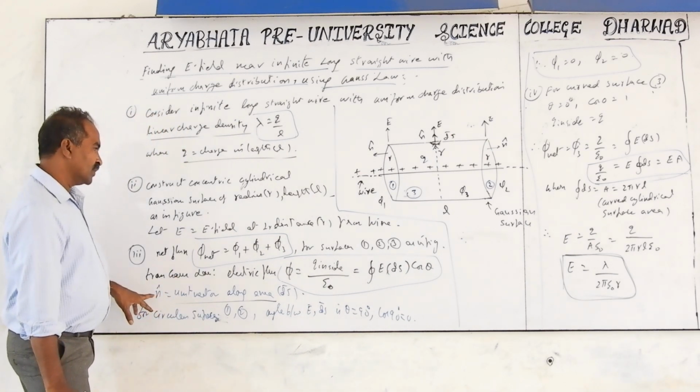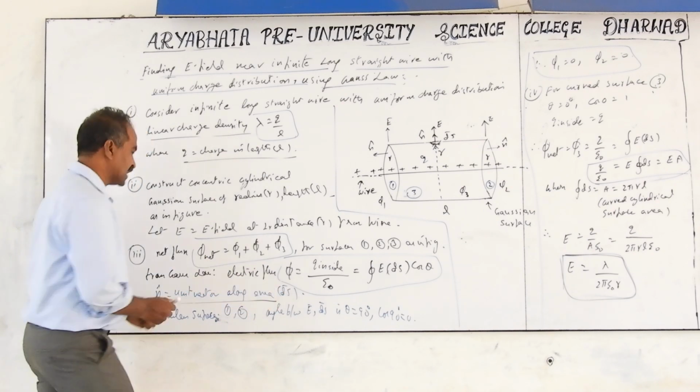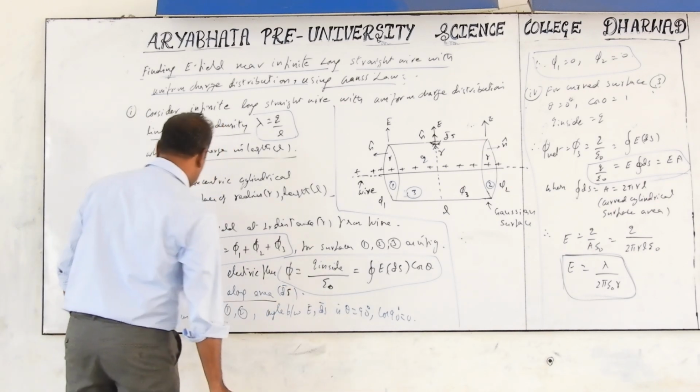Next, the unit vector n cap is shown in the diagram. N cap is a unit vector along the area vector ds bar. ds is a small area.